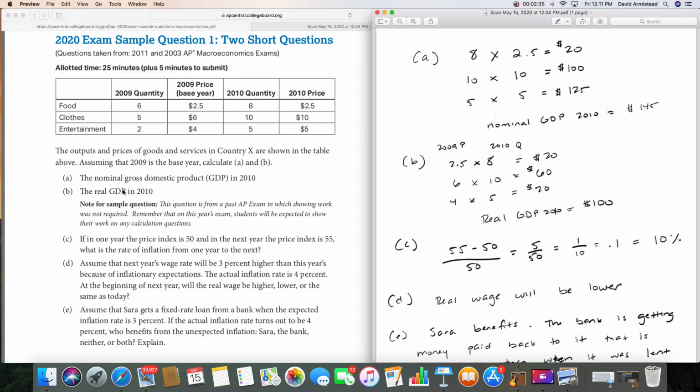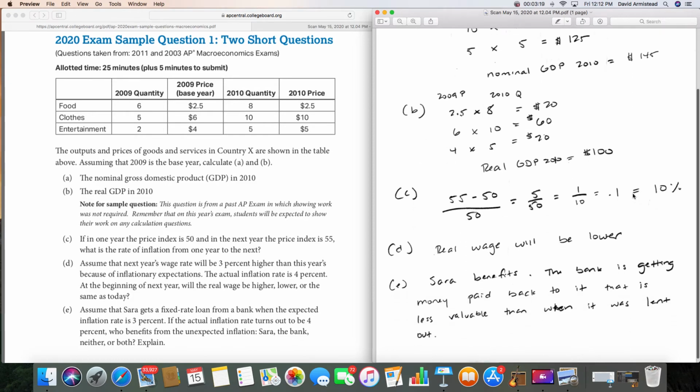All right. Now, you got to get the real GDP in 2010. Well, there's two ways to get real GDP. When they give you an illustration or a table that looks like this, you're just going to take your 2010 quantity times the base year price. The other way to get it would be if they had the nominal GDP and then they gave you the deflator. It would be nominal over the deflator times 100. All right, but in this instance, they're giving you the table, so you have that base year price, and then you have the 2010 quantity. So you're going to take 2.5, that's that 2009 price, times 8, that's that 2010 quantity. That gives you 20. 6 times 10, 60, 4 times 5, 20. So real GDP 2010 is 100.